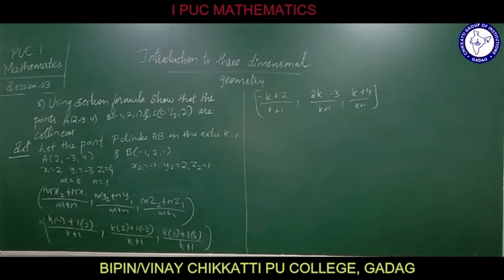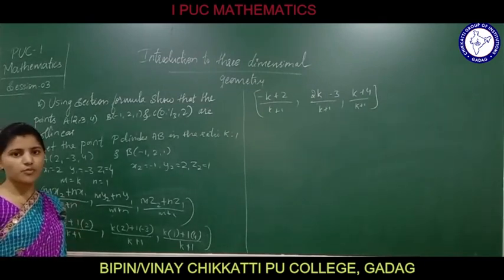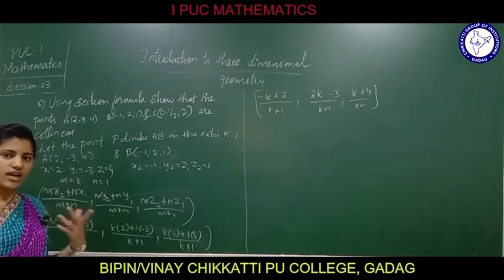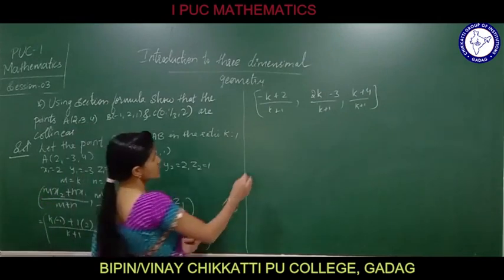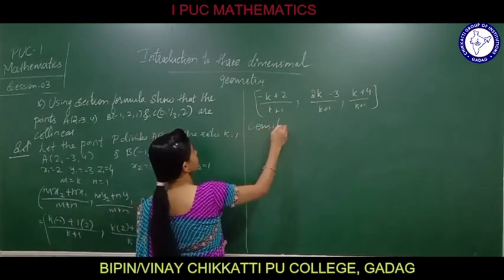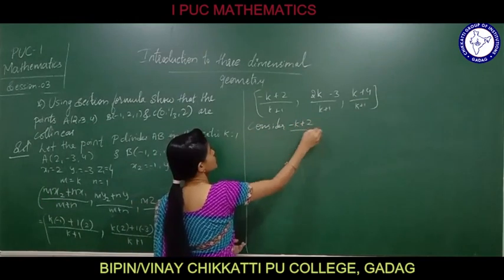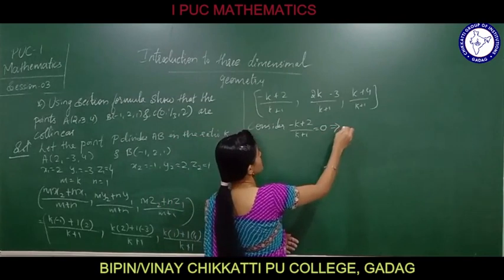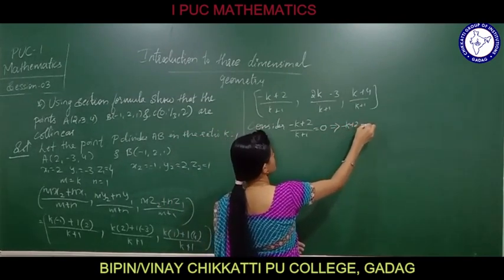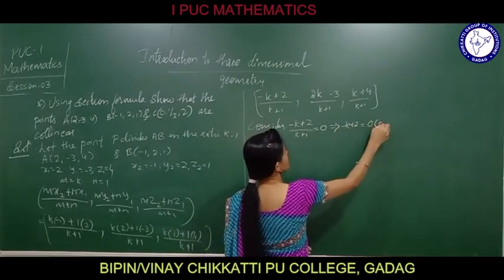Now, we check if for some value of k, the point coincides with the point C. For any value of k, we are going to check whether it coincides with the point C. For that, consider minus k plus 2 divided by k plus 1 is equal to 0. This implies minus k plus 2 is equal to 0 into k plus 1.